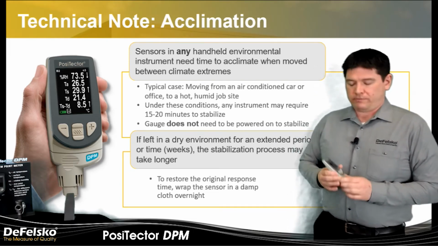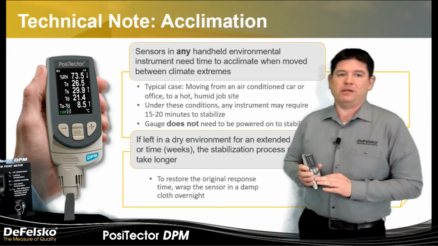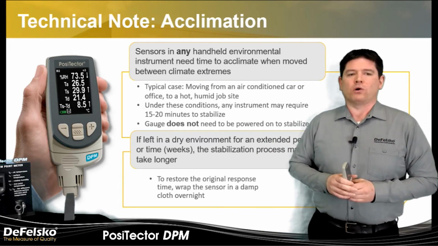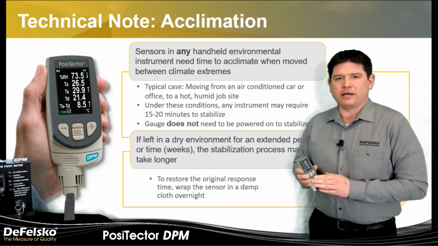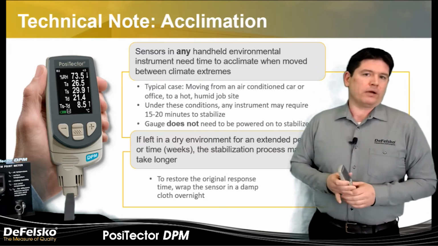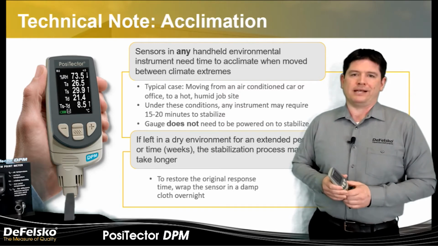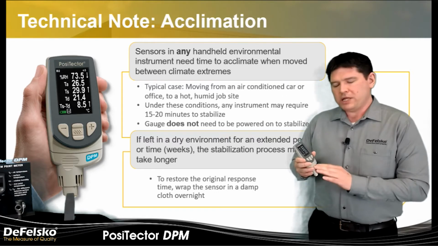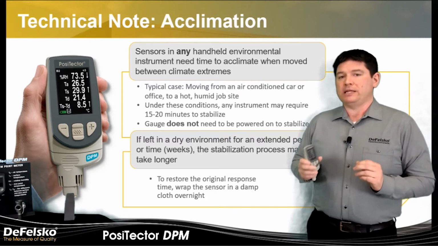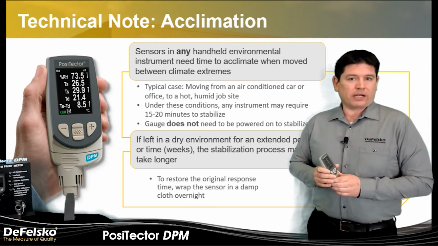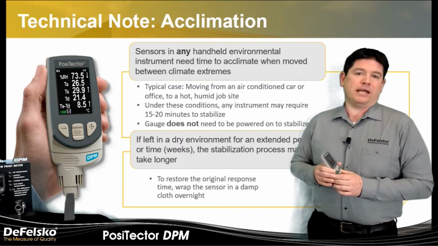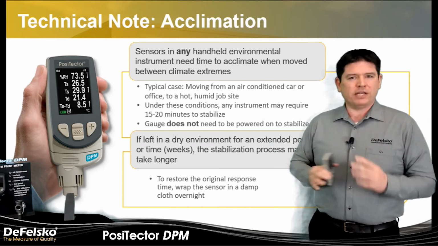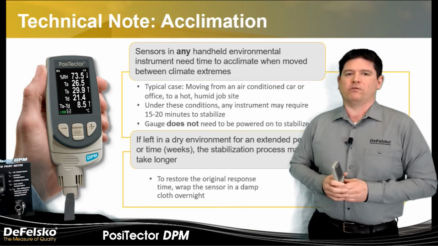Another point with acclimation is if you have a PosiTector DPM probe that you haven't used for a while. For example, if you were working during the summer months using it all the time, winter comes, you don't do a lot of outside work, you take the probe, you store it in your desk. Before you take it back out and start using it again, you're going to want to recondition that humidity sensor to be ready to take accurate readings. The way we recommend doing this is to wrap the probe in a damp paper towel overnight, and you should be good to go after that. That kind of reconditions that sensor, gets it ready to give you accurate readings again.